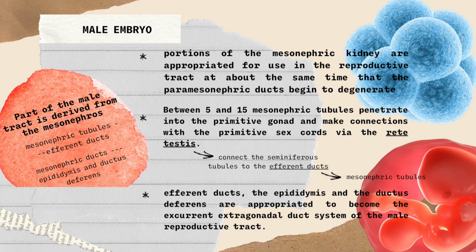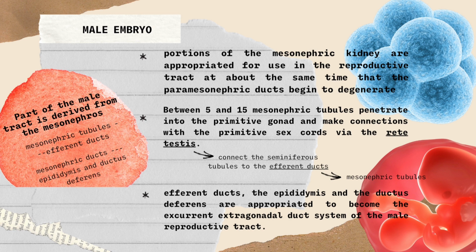Part of the male tract is derived from the mesonephros. Mesonephric tubules in the area of the gonad form the efferent ducts, whereas the mesonephric duct gives rise to the epididymis and the ductus deferens. In the male embryo, portions of the mesonephric kidney are appropriated for use in the reproductive tract at about the same time that the paramesonephric ducts begin to degenerate.